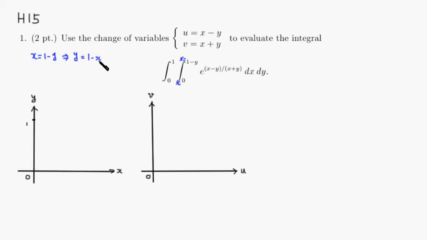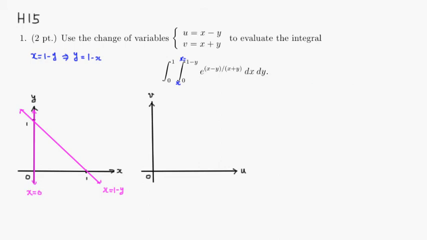Then the slope is negative 1, so it's going to go through right here at 1. So it looks like just a straight line going like this. That's going to be the line there, x equals 1 minus y. Maybe I should draw x equals 0, which is right here. This is just the line x equals 0.